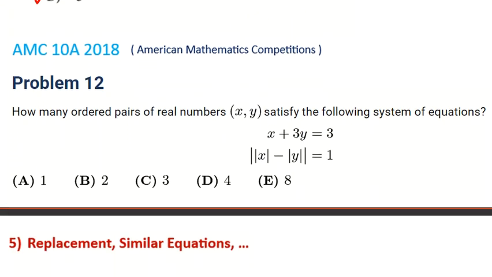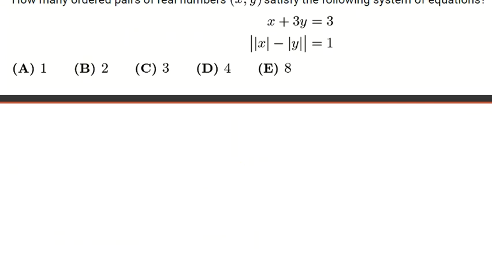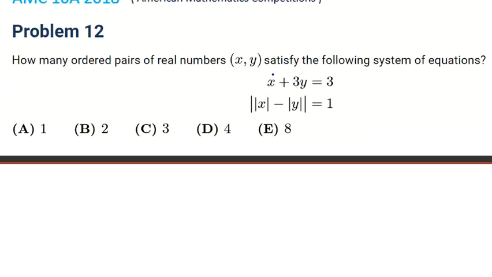Now let's solve one more problem with drawing graph, important points on graph. It says, how many ordered pairs of real numbers xy satisfy the following system of equations? X plus 3y equal to 3, absolute value of x minus absolute value of y equal to 1. Oh, sorry, the problem I wanted, because here you can solve it without graph, so try to solve it as homework. Let me tell you, the problem I wanted to solve was what?